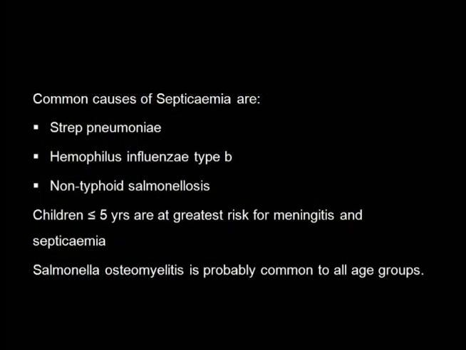So the common organisms that are found in developing countries are Staph aureus and Klebsiella, along with Salmonella. In the developed countries, they say the most common organisms are Strep pneumoniae, H. influenzae, and the non-typhoid Salmonella. Children less than 5 years are at great risk of meningitis and septicemia. And Salmonella osteomyelitis is probably the most common in all age groups.